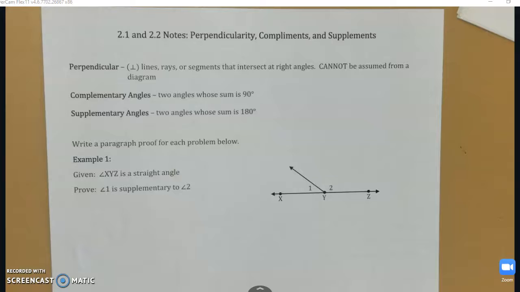Another new term is complementary angles. This is two angles who add to 90 degrees, and supplementary angles are two angles that add to 180 degrees. So these three terms and definitions are what we're going to use in our paragraph proofs.